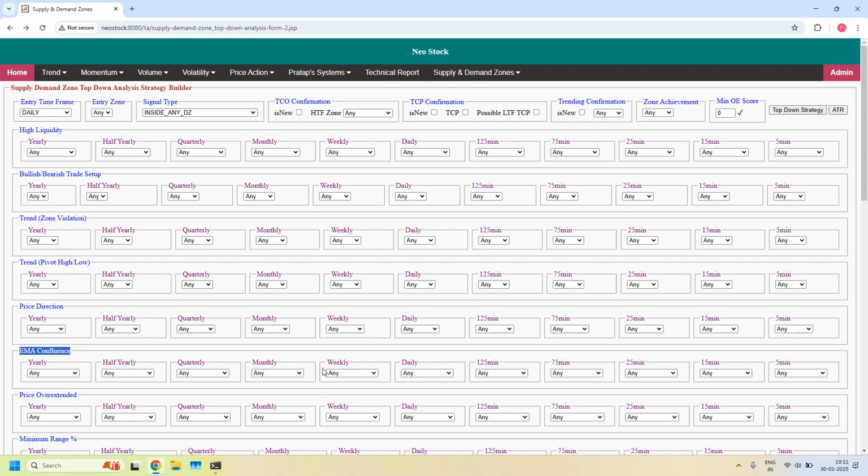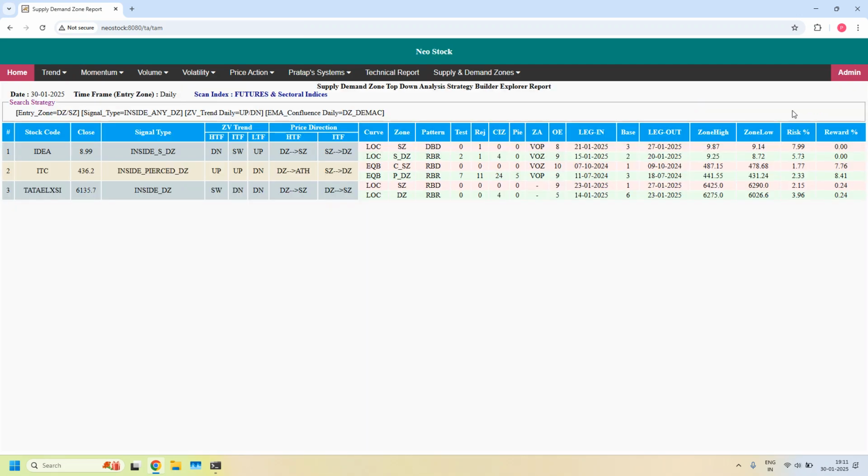So in the EMA Confluence filter, at a daily time frame, I am setting the filter daily demand zone having daily EMA Confluence. And the trend at a daily time frame should not be sideways. It can be up or down. So with these filters, from 35, the list has come down to 3 stocks. Out of these 3, ITC is having a pierced daily demand zone. Okay, this is about price closed inside the daily demand zone.